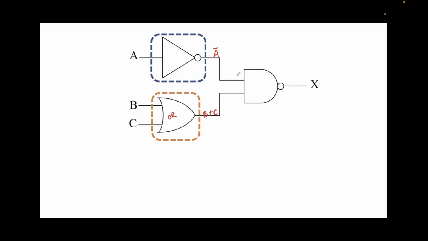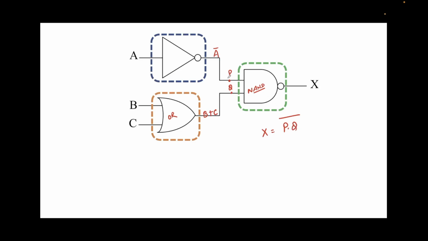Now finally look at this green rectangle. The green rectangle is nothing but a NAND gate, right? And what is the output of a NAND gate? Whatever input you are providing here, let's call this input P, and let's call this input Q. The output X for this NAND gate would be P times Q whole bar. This is what the algebraic expression for a NAND gate looks like.